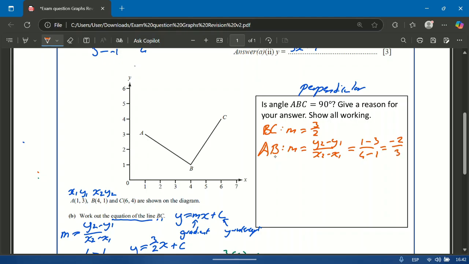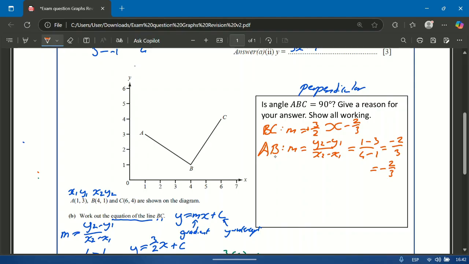Now that is good news. Remember, we can also write this as minus 2/3. Because if we take this gradient of BC and invert it, we swap it around, we get 2/3. Change the sign, this is positive, becomes negative. Look, that's exactly what perpendicular lines is all about. So that means they are 90 degrees.